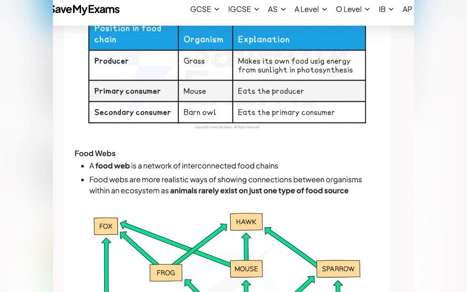A food web is a network of interconnected food chains. It's just a network of interconnected food chains.